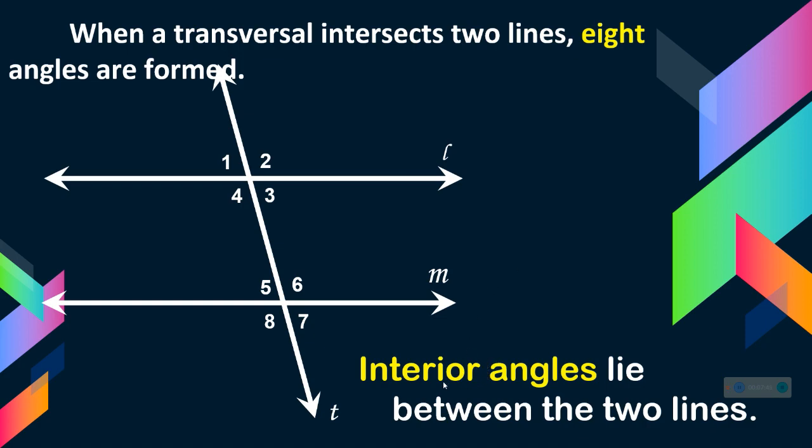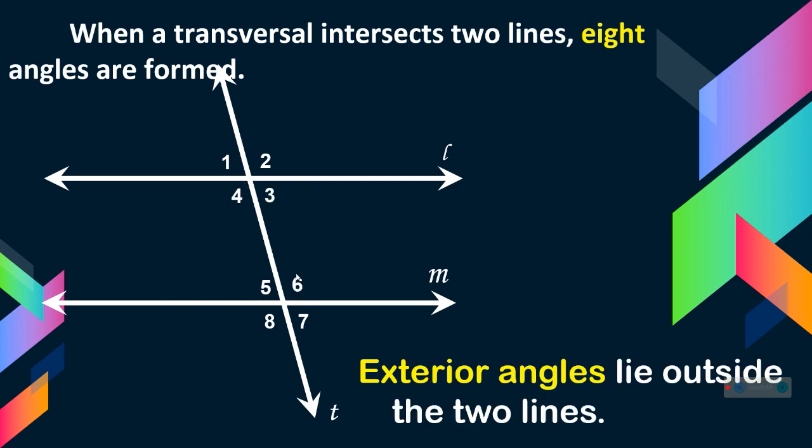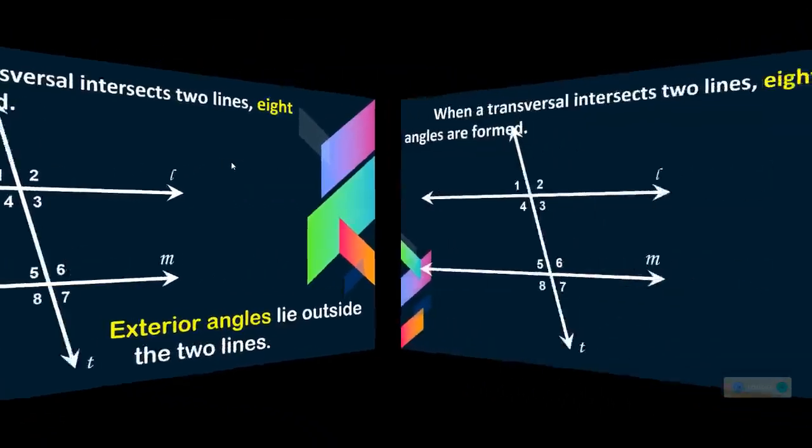What are those? We have here the definition of interior angles. These are the angles that lie between the two lines. We have the interior region earlier, so that's why we have the interior angles. Those are the angles inside or between the two lines: angles 3, 4, 5, and 6. How about the exterior angles? These are the angles that lie outside the two lines: angles 1, 2, 8, and 7.